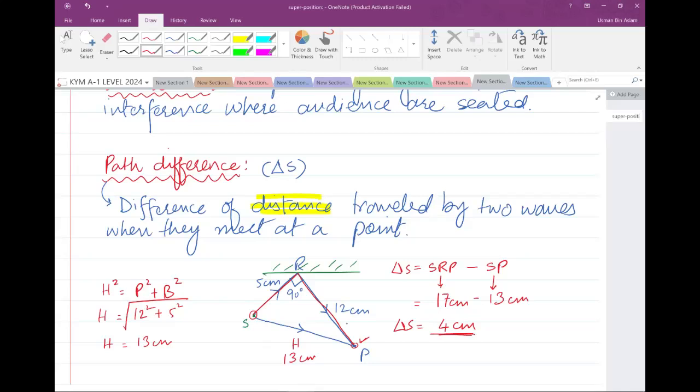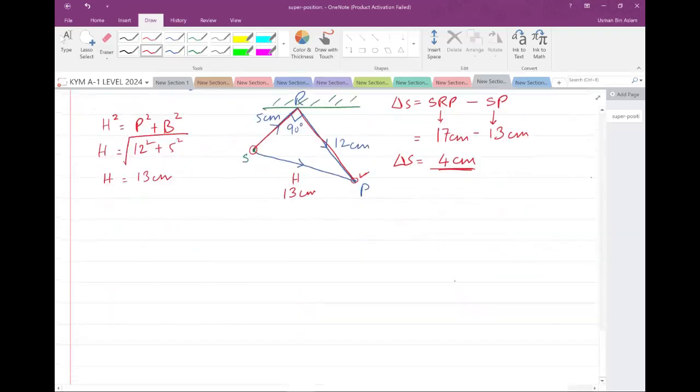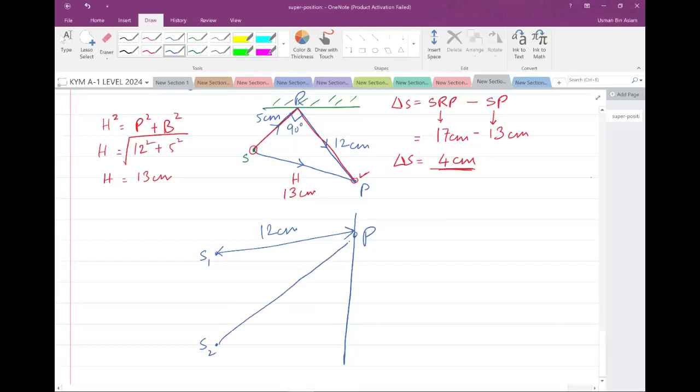Sir, is it always in a triangle shape? No, not always. If the shape is not a triangle, I'll give you another example over here. That'll clear things out. Let's say that's the source S1 and that's the source S2. Let's say they are both meeting at a point P. This S1 distance will be given in questions. Let's say that's 12 centimeters and this is given as 20 centimeters.